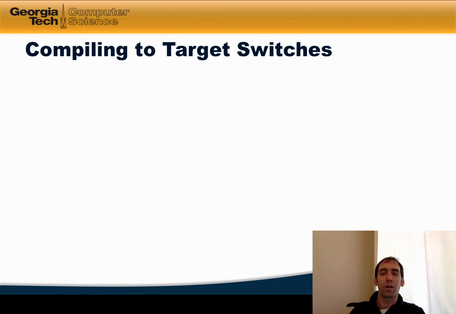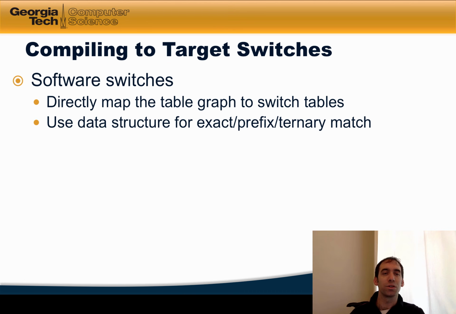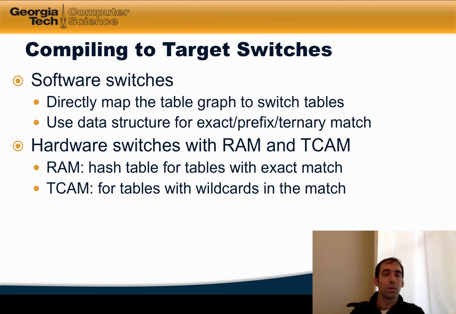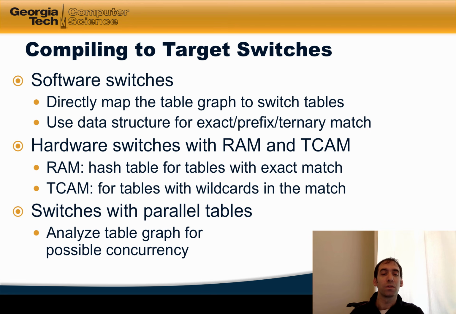To support the goal of target independence, P4 has a vision of compiling to different types of target switches, since essentially anything in a logical table graph can be mapped to software. In hardware switches with RAM and TCAM, the RAM can act as a hash table for tables with exact matches, and the TCAM can provide tables with wildcards in the matches. Other switches might provide support for parallel tables, in which case the compiler might want to analyze the table graph to ensure that possible concurrent operations don't introduce correctness problems.